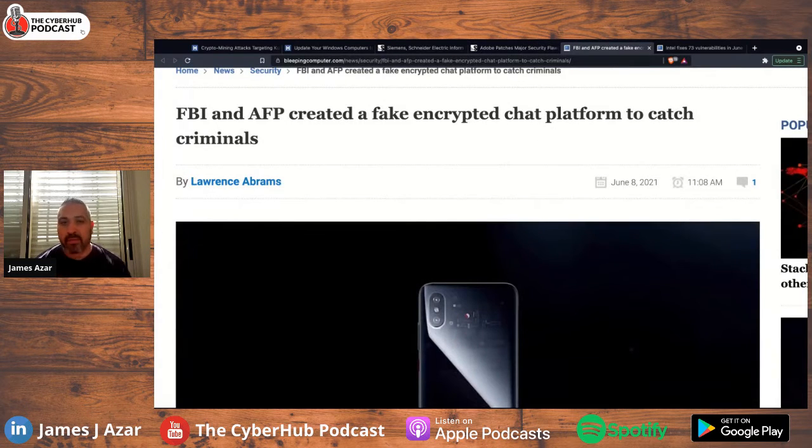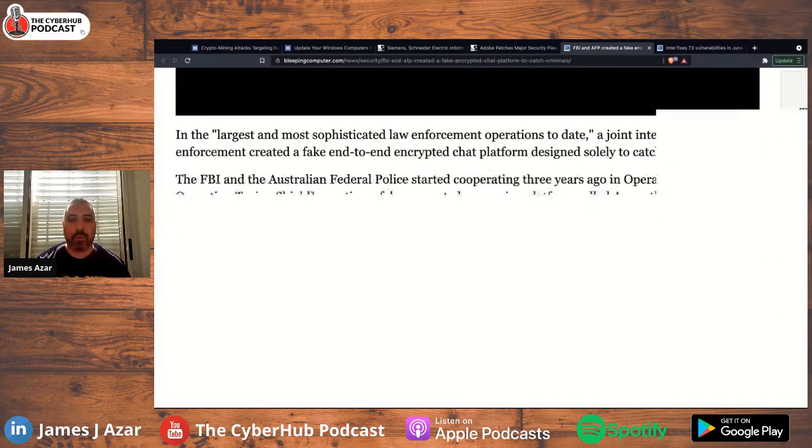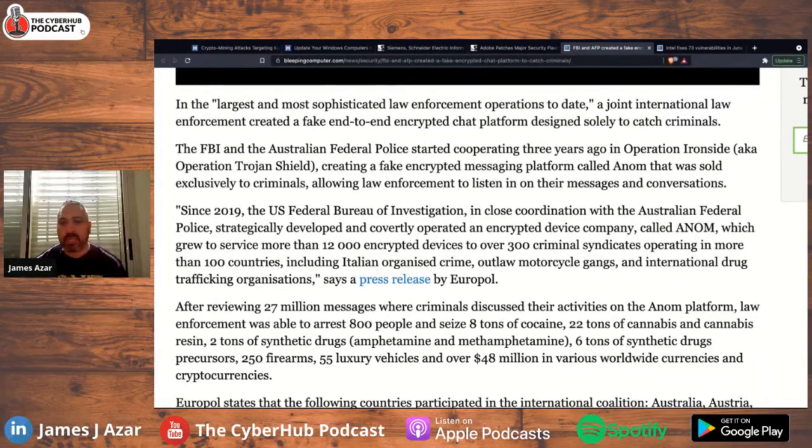The FBI and AFP have created a fake encrypted chat platform to catch criminals in what was a 3-year operation by the FBI and the Australian Federal Police that started as Operation Ironside, aka Operation Trojan Shield, creating a fake encrypted messaging platform called Anom that was sold exclusively to criminals, allowing law enforcement to listen in on their messages and conversations.